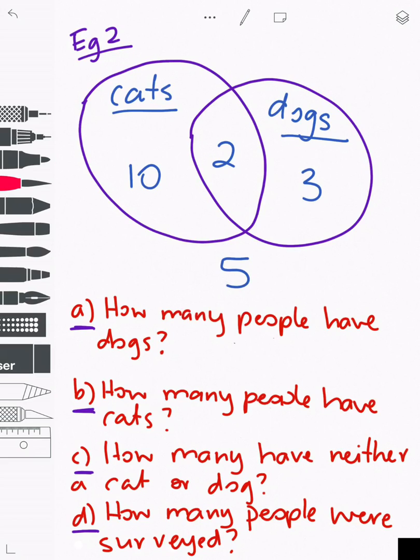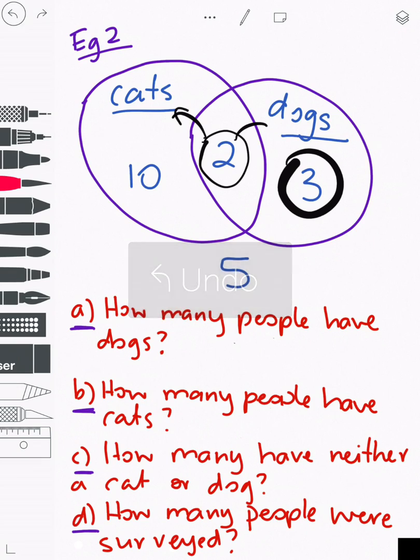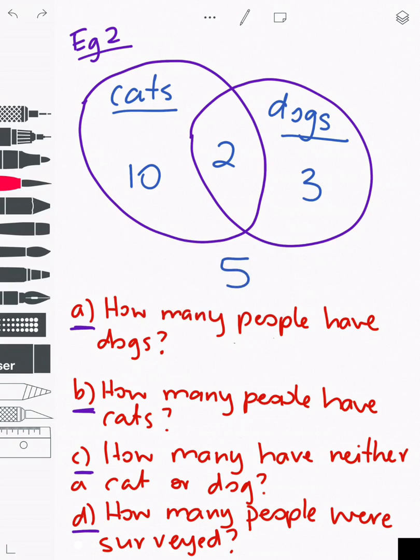Question A, how many people have dogs? Now, when I look at this Venn diagram, I know 3 people here have just dogs. But this group in the middle here, the 2 group, they have both cats and dogs. So they are part of both groups. So here, those people who have dogs is 3 plus 2. Why did I plus the 2? Because although they have cats and dogs, they're still dog owners. So they still have a dog. So 3 plus 2, which equals 5.